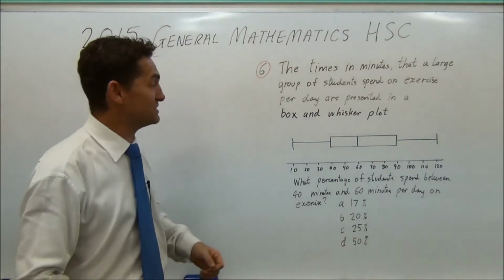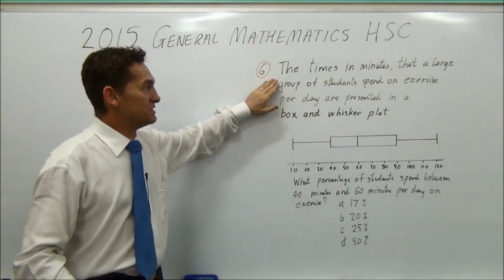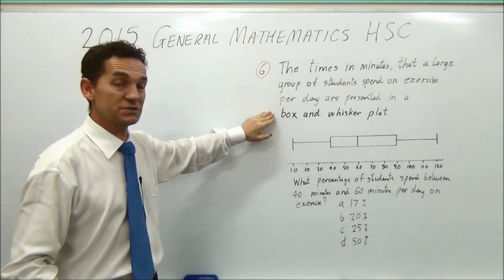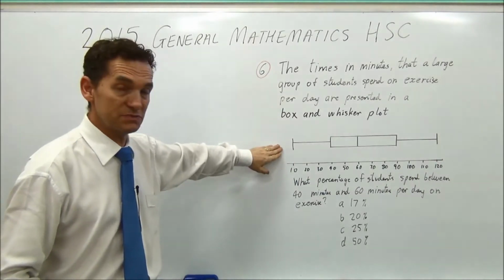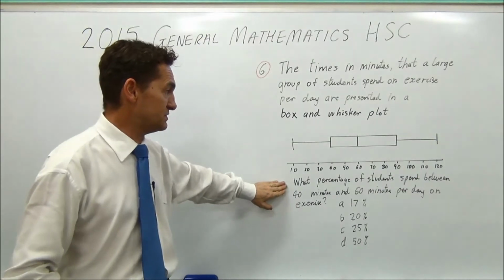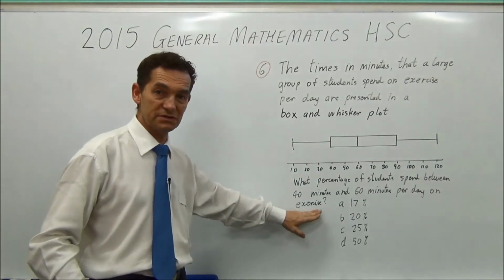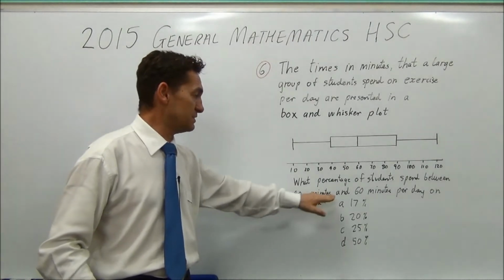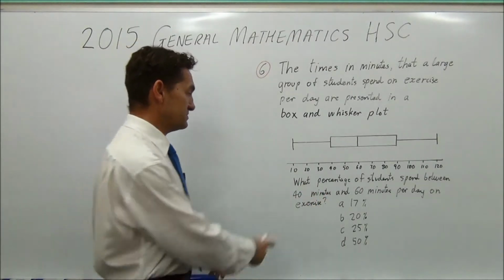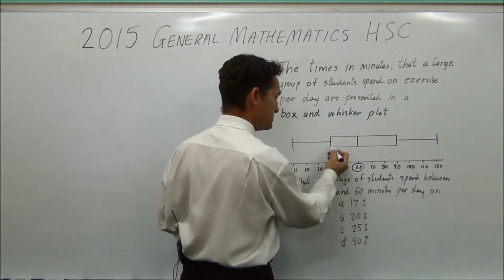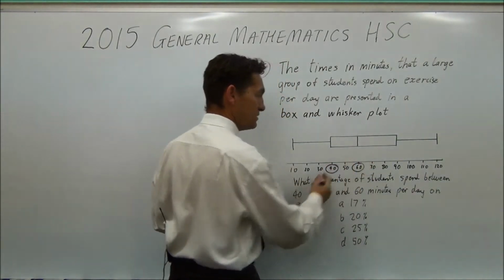G'day again, question 6. The times in minutes that a large group of students spend on exercise per day are presented in a box and whisker plot. So there's the box and whisker plot. What percentage of students spend between 40 and 60 minutes per day on exercise? And it gives you a choice. So 40 and 60, if I'm in the HSC, I'm going to circle those two numbers, 40 and 60, and see where they are, and they're just there.